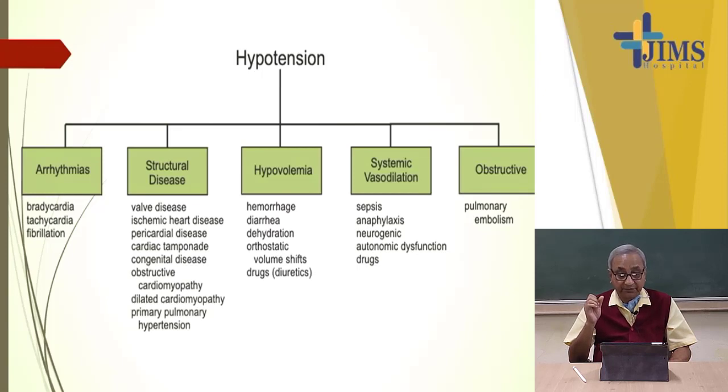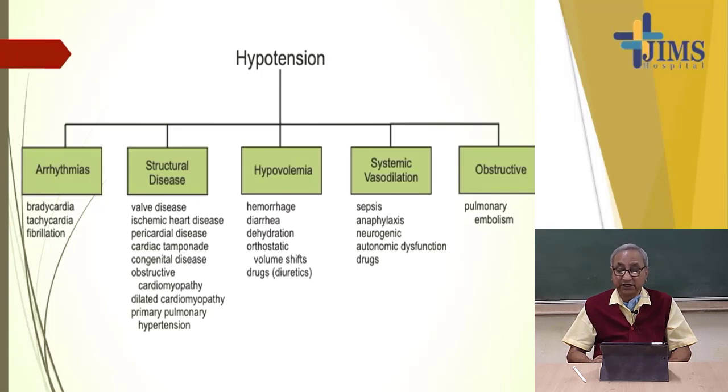Hypovolemia, as in hemorrhage, diarrhea, dehydration, orthostatic volume shift. We will talk about orthostatic volume shift, but this can be due to a disease process or it can be due to a drug like diuretics. Systemic vasodilatation, as in sepsis, anaphylaxis, neurogenic causes, autonomic dysfunction, we are going to talk about it, and certain drugs.